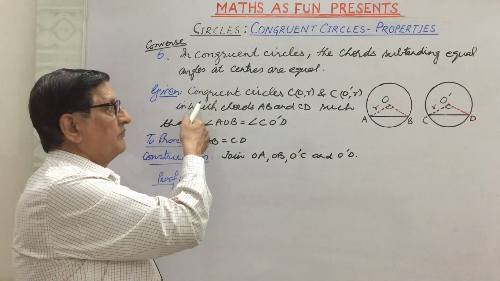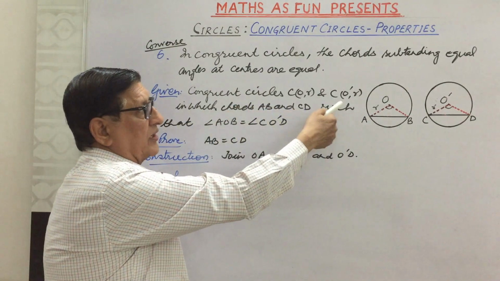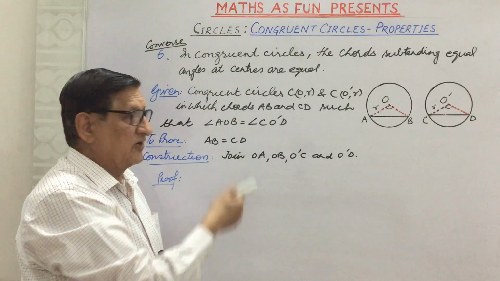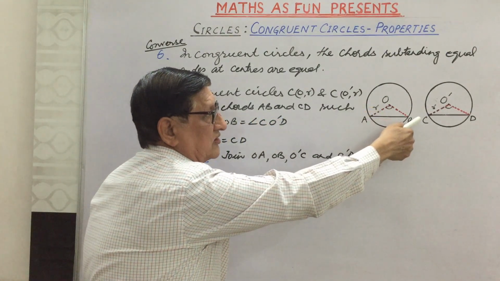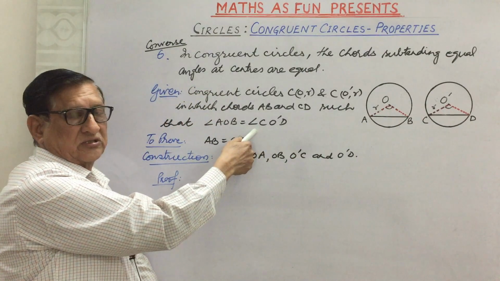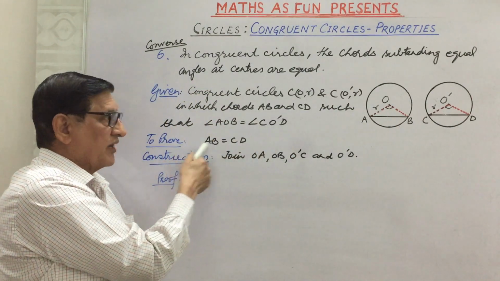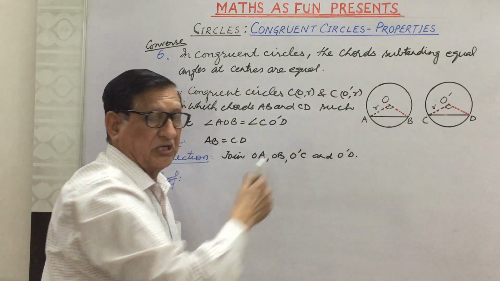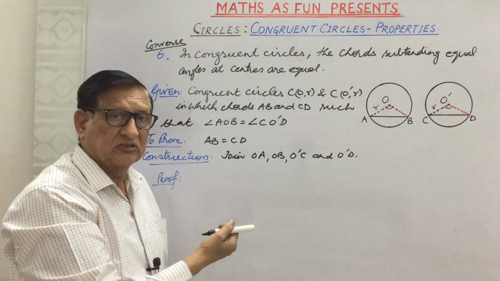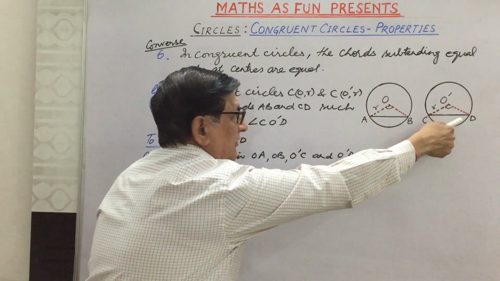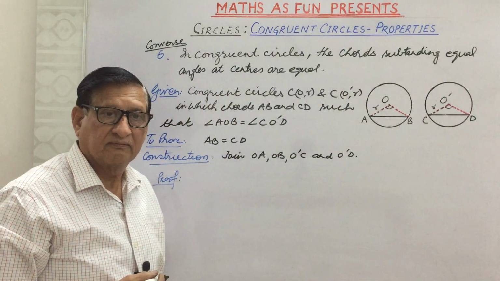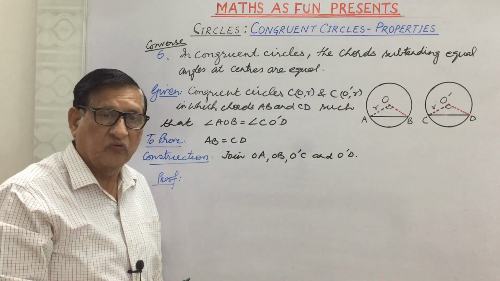What is given? Congruent circles C(O, R) and C(O dash, R), in which chords AB and CD are such that angle AOB is equal to angle CO dash D. To prove AB is equal to CD, and we have a construction: join OA, OB, O dash C and O dash D. Now we are coming to the proof.